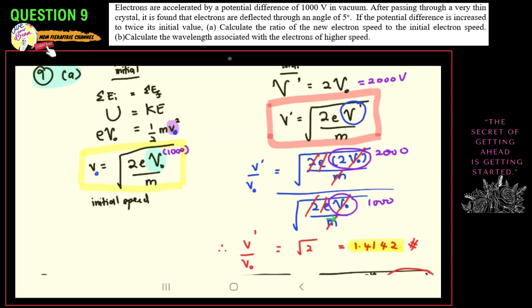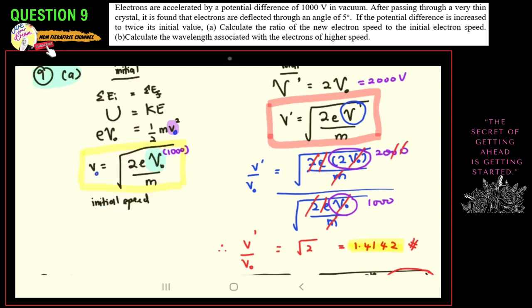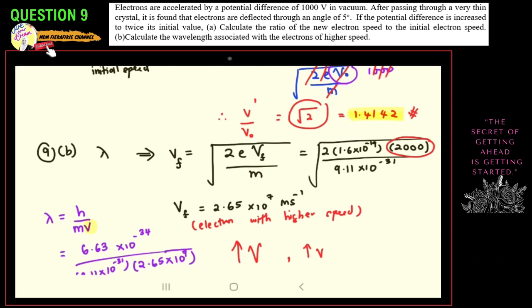Alright, and simplify the equation. Okay, take the square root. So, kalau you masukkan nilai 2000 ni, dia boleh cancel lah ni. Macam tu. Sama juga, dia akan tinggal 2. So, square root 2. So, the answer of the ratio is 1.4142. Okay. And then, untuk part B pun sama.